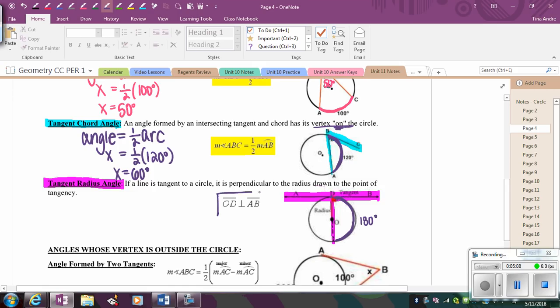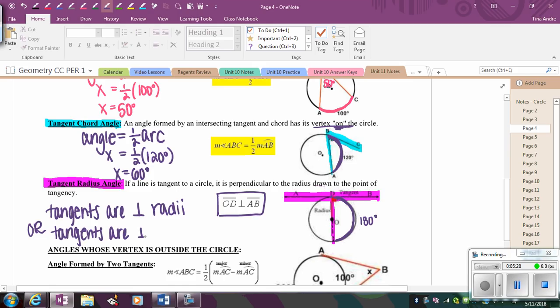So in this case, I'm just going to make a little note here that tangents are perpendicular to radii. Or you could say tangents are perpendicular to diameters. Same idea, but that's an important thing to know. It's really a theorem, but it applies here because the vertex of this angle is still on the circle.